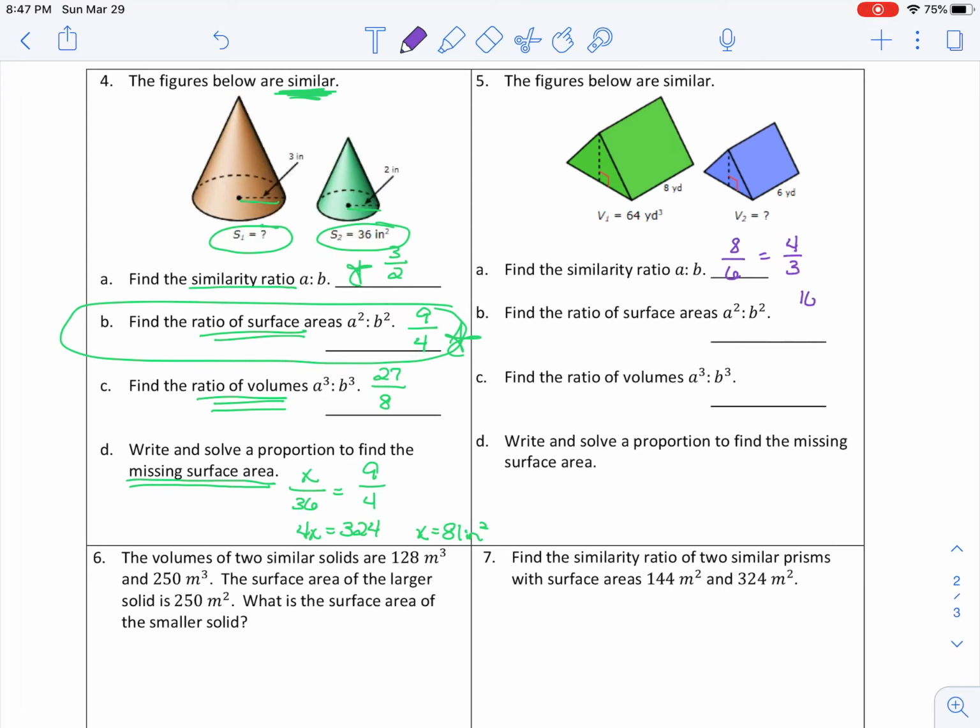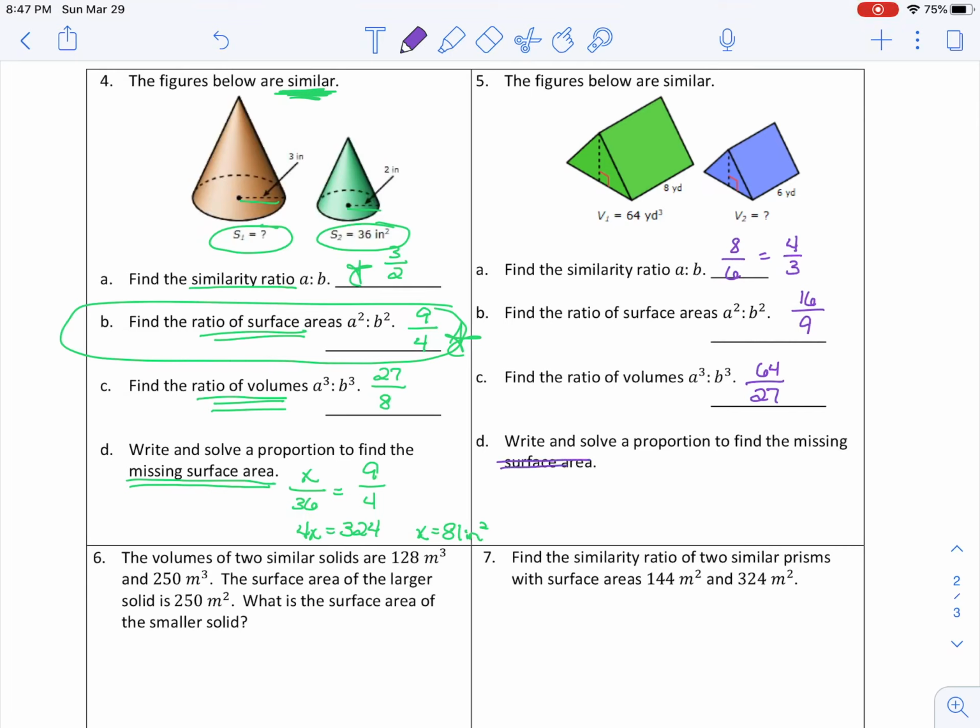But once I have home base, I can find the others by squaring those numbers, 16 to 9. I can find the ratio of the volume by cubing those original numbers, 4 to the third power, 4 times 4 times 4. I'm pretty sure 64. Let me double check that. Yep. 3 times 3 times 3 is 27. I don't need all of these fractions.